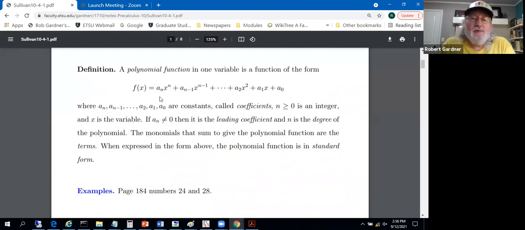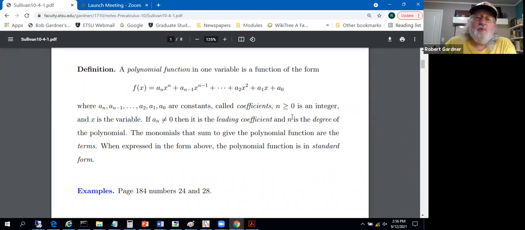F of x equals a sub n, x to the n, plus a sub n minus 1, x to the n minus 1, and so forth, down to a sub 2, x squared, plus a sub 1, x, plus a constant a sub 0. All the subscripted a's are constants. They're called coefficients. N is required to be a non-negative integer.